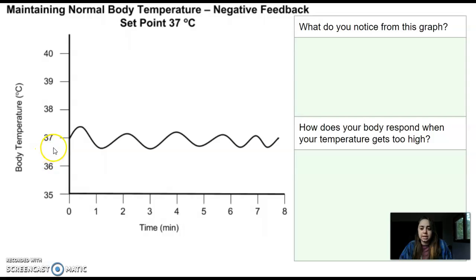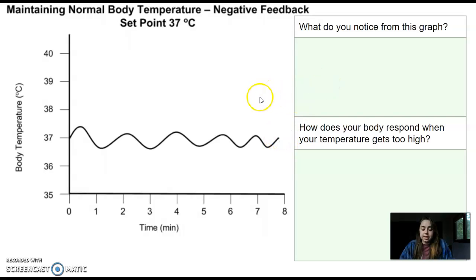What I want you to pay attention to is when it rises and falls. So this is over minutes. So how is the body temperature changing over time? And then look at the starting temperature and the initial peak to the final temperature and this bottom peak.